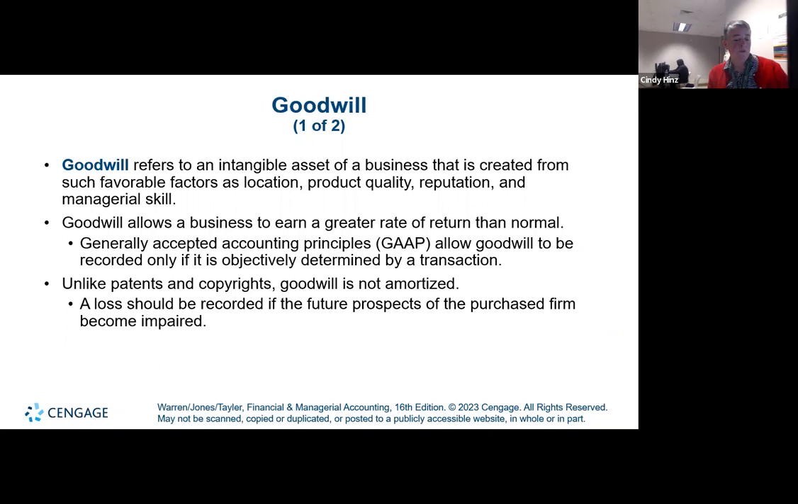Again, we don't get to record internally generated goodwill any more than we get to record internally generated patents, copyrights, trademarks, franchises. Franchise shouldn't be on that list.